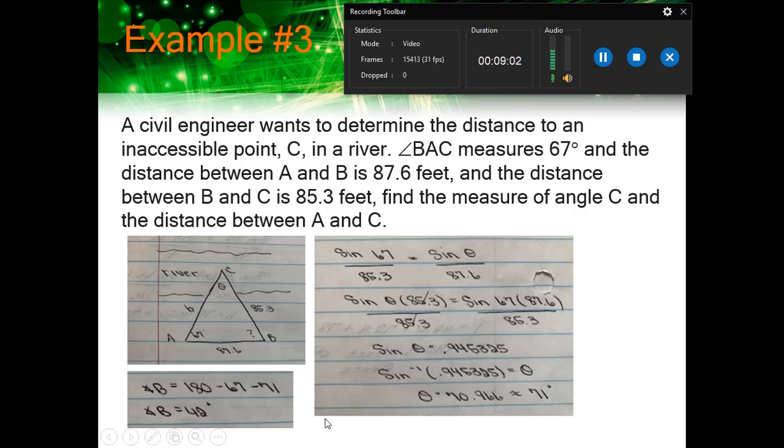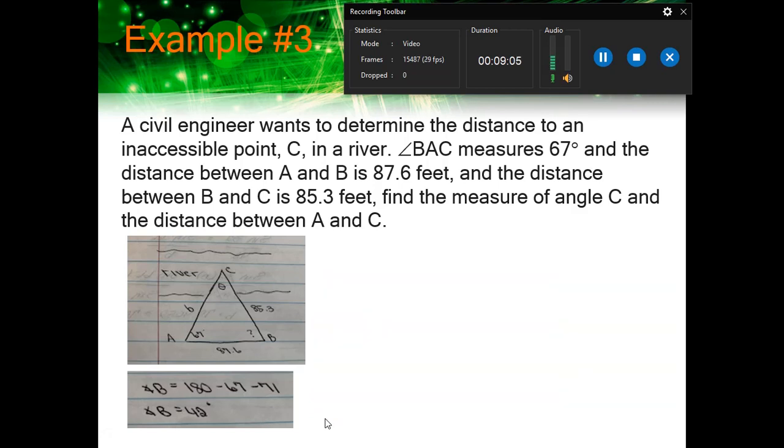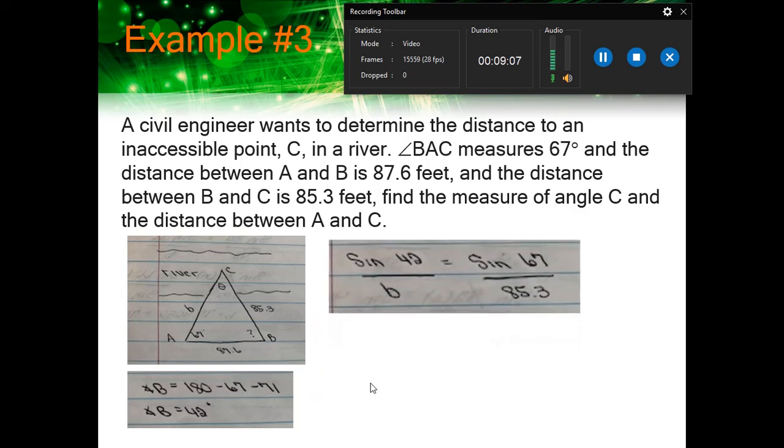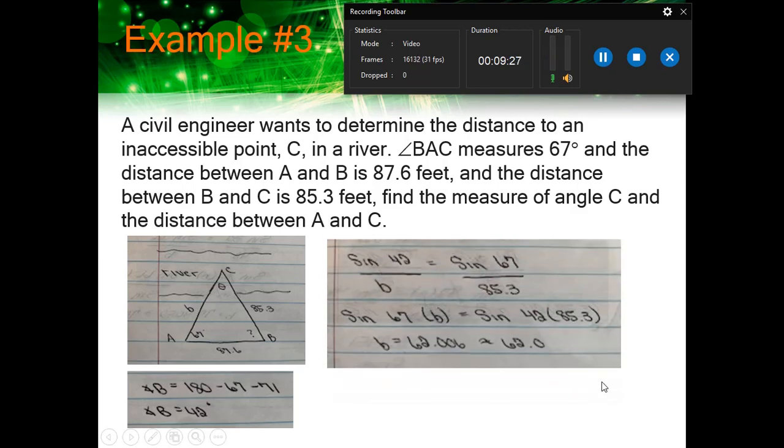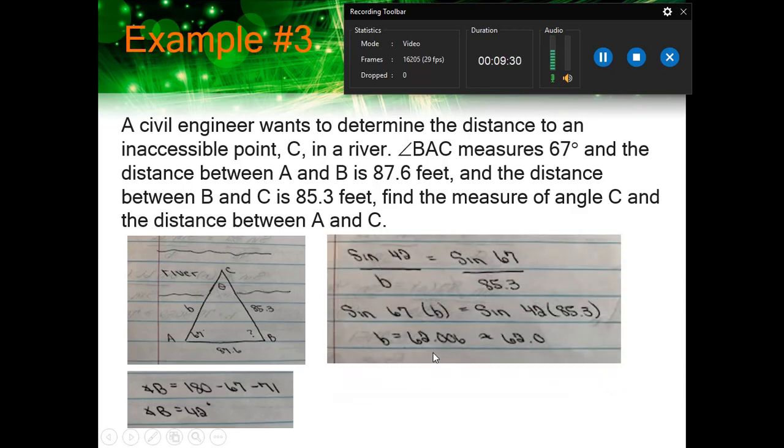And now I'm going to move on to find the length of side B. So I'm going to use the sine of 42 is to B. And then again, I'm going to stick with sine of 67 is to 85.3. Most of that information was provided. We'll cross multiply. Here to isolate for B, we'll need to divide both sides by sine of 67. And this is the value of side B. I did give it a tenths place because the other 2 sides also had the tenths place.